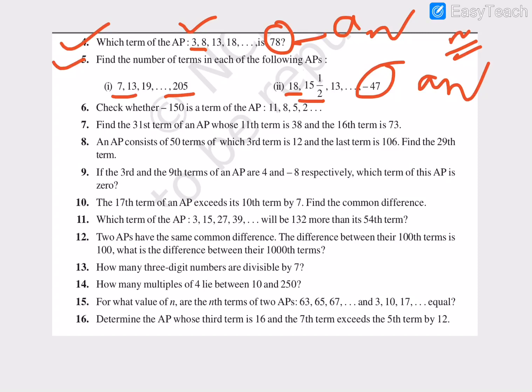The same procedure. Here check whether negative 150 is a term of this arithmetic series. So here, negative 150, whether it is a term or not, they are asking. So we will try to find out n in the same way as we have done in the earlier cases.